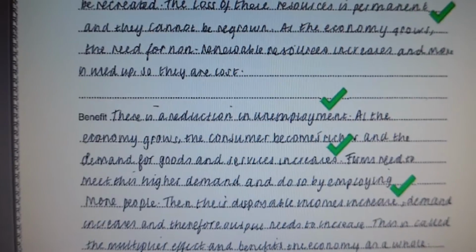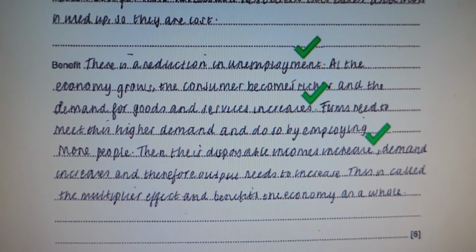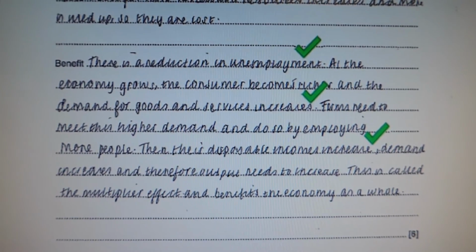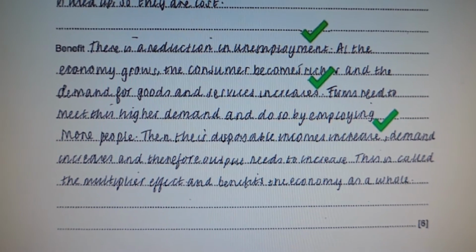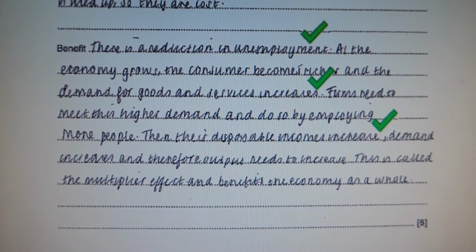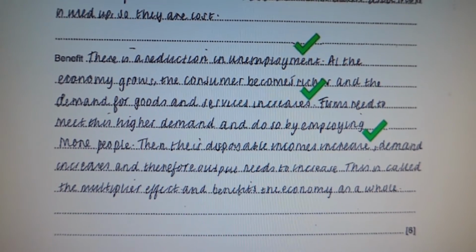And then the second one, the benefit. There is a reduction in unemployment. As the economy grows, consumers become richer, and demand for goods and services increases. Firms need to meet this higher demand and so employ more people. Again, a tremendous answer, 3 marks. We need read no further.